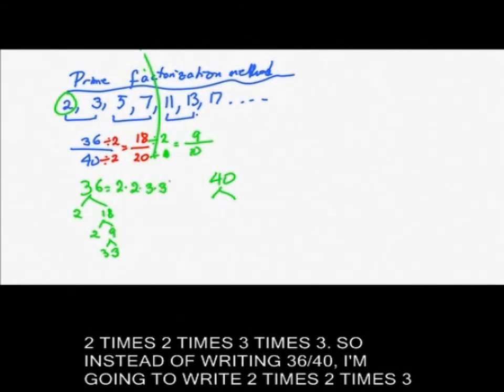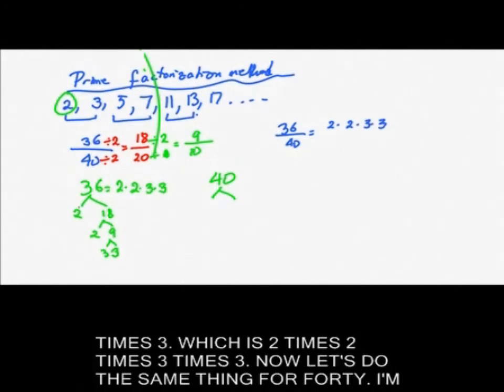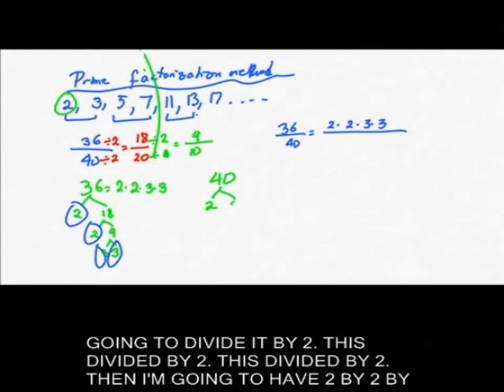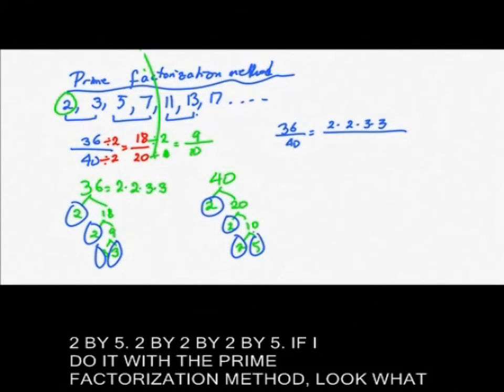So instead of writing 36 over 40, I'm going to write 2 times 2 times 3 times 3. Now let's do the same thing for 40. I'm going to divide it by 2, divide by 2, divide by 2. Then I'm going to have 2 times 2 times 2 times 5.